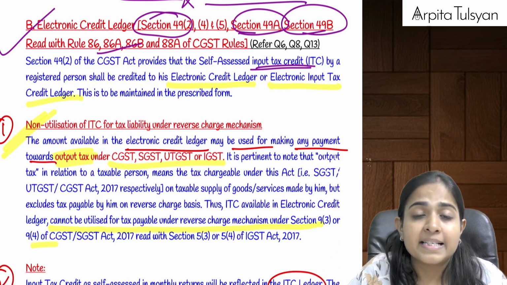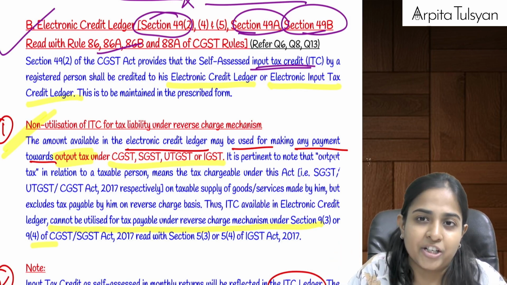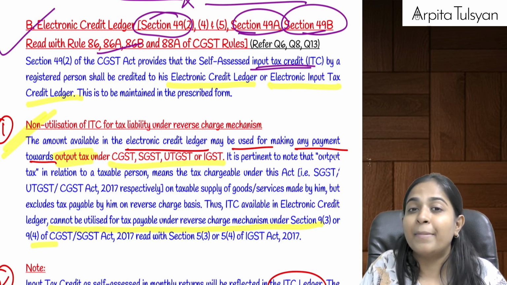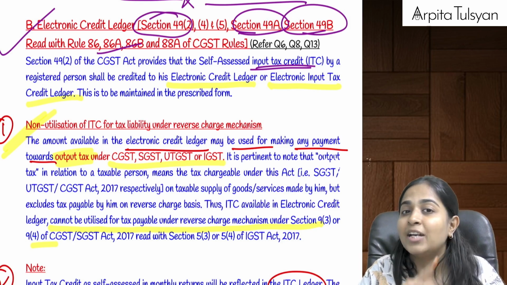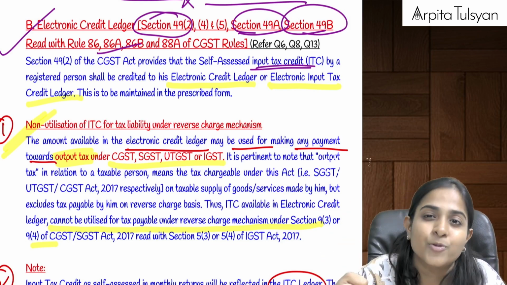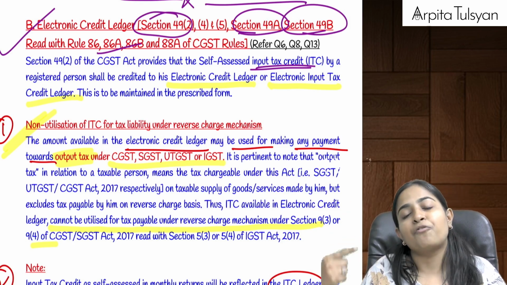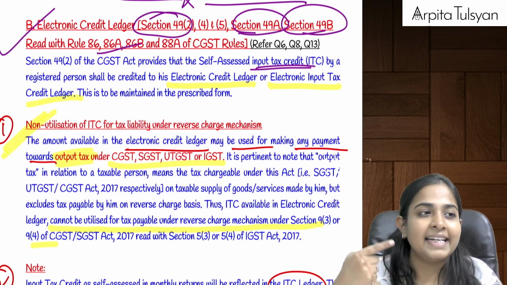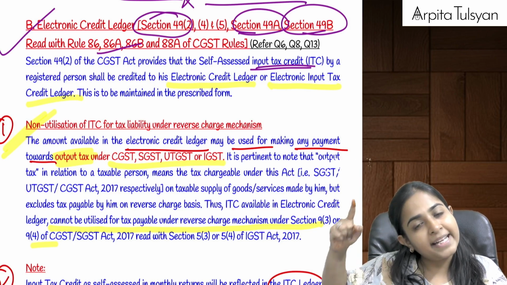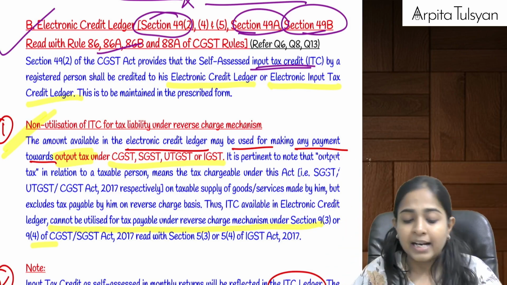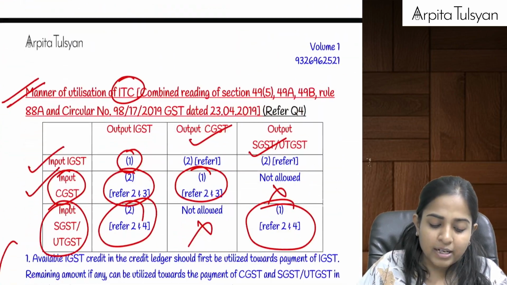Whatever amount is kept in your electronic credit ledger can be used only for payment of taxes and not for payment of other dues. That is, it cannot be used for payment of interest, penalty, late fees, other dues, etc. If you want to pay interest, penalty, etc., that has to be paid from the electronic cash ledger. Are you clear till here?